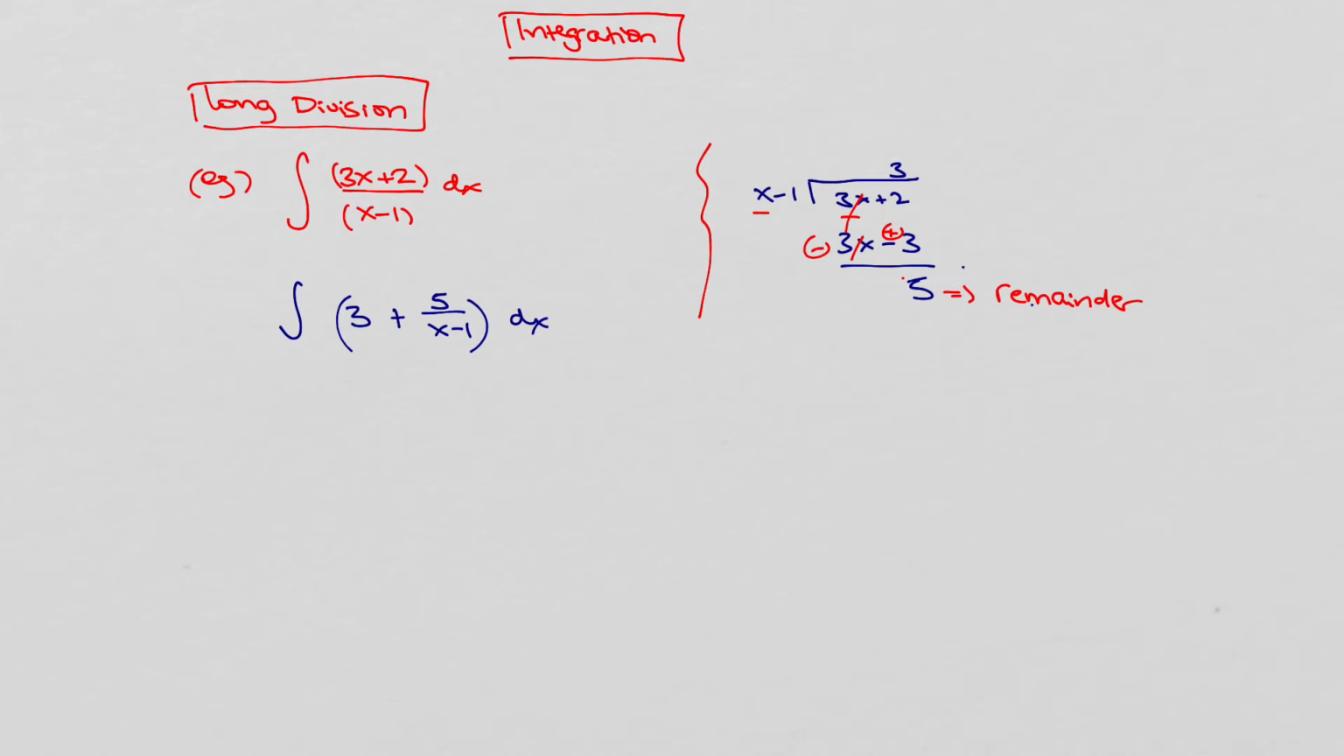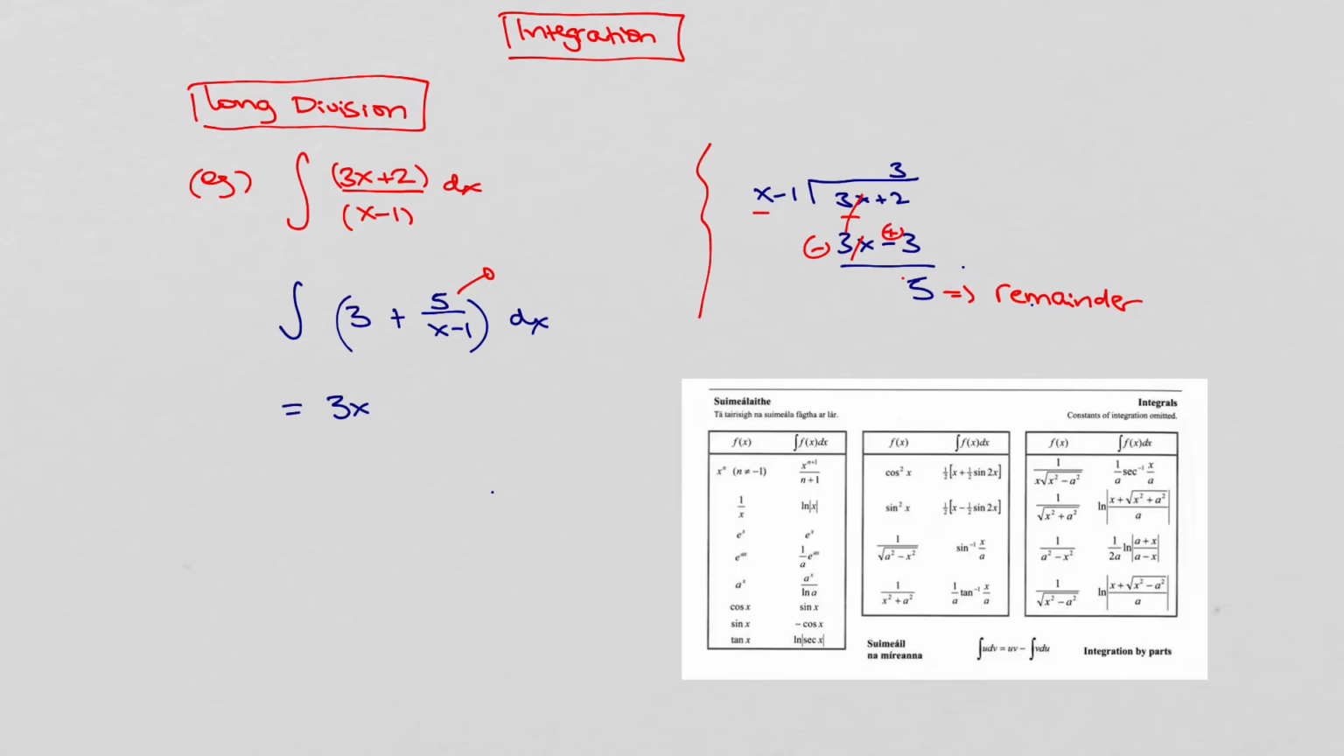Of course, we have to integrate with respect to x. If I integrate 3 with respect to x, I get 3x. And then for this function here, we have to recognise what it is when I integrate. If I look at my maths tables, page 26, I can see that 1 over x, when I integrate it, gives the natural log of x.